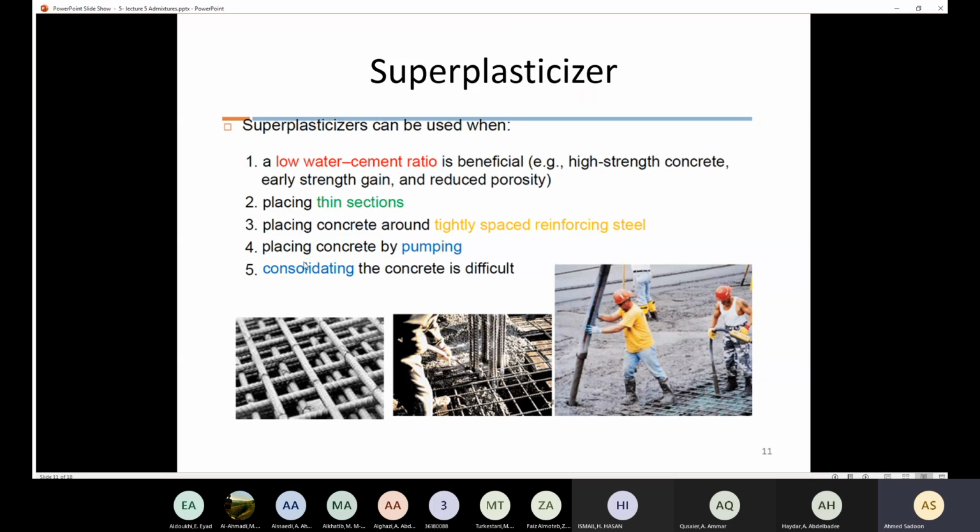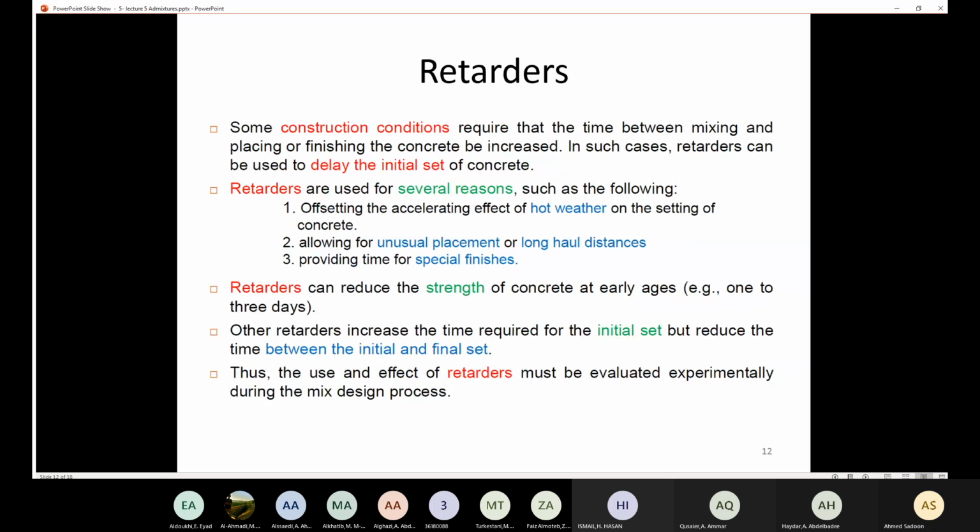Also, the compaction or the consolidation of the concrete is going to be difficult without the superplasticizer. So if I'm going to use a superplasticizer, the compaction is going to be very easy.